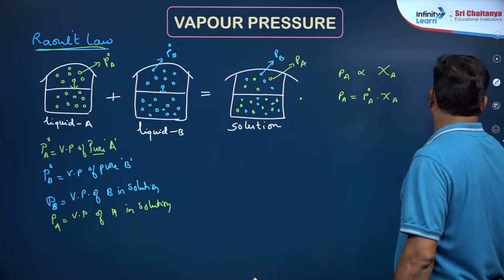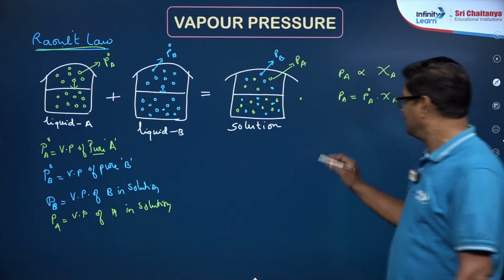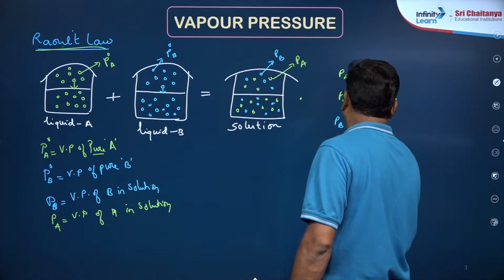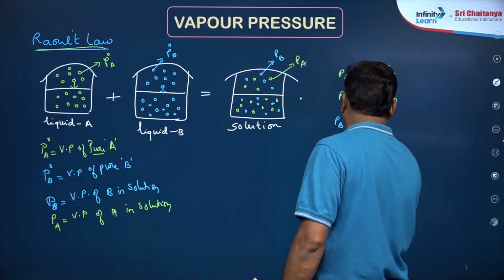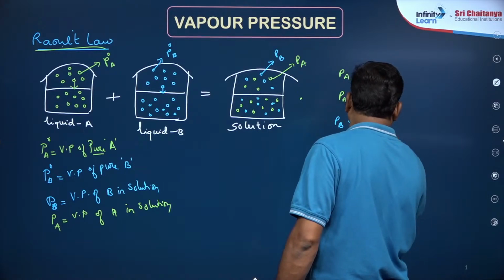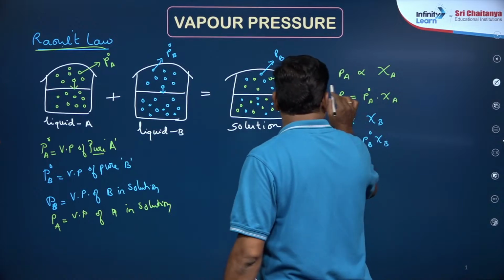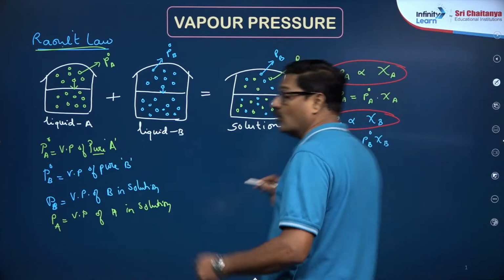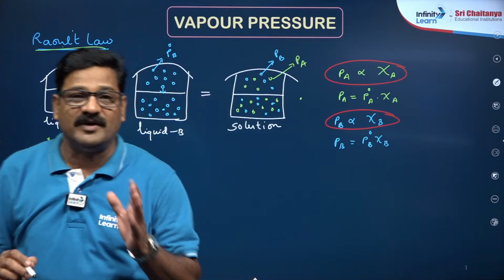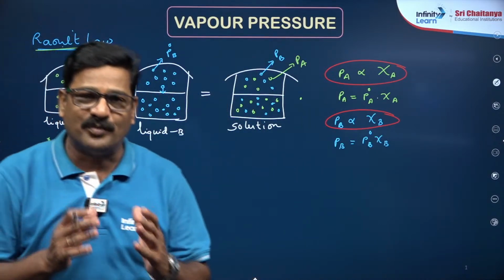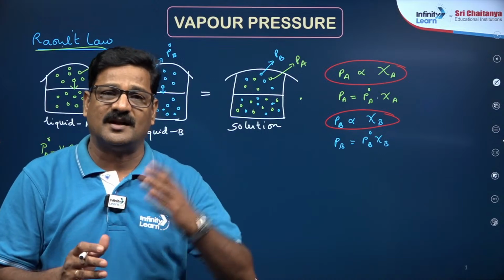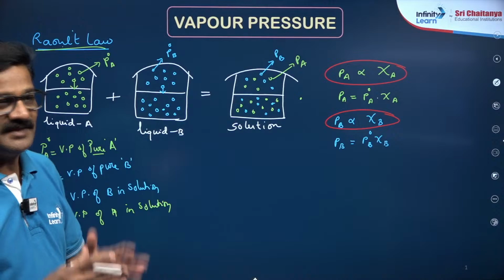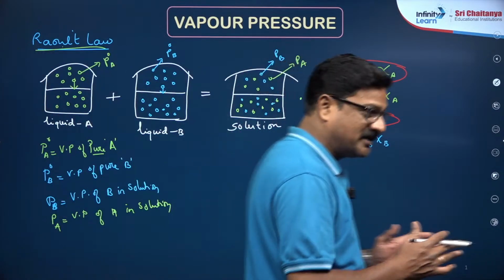Okay, so I just want to talk about PB, which is directly proportional to mole fraction of B. PB is equal to P naught B times mole fraction of B. So this is Raoult's law. The partial vapor pressure of a component in a solution is directly proportional to its mole fraction in the solution, right? That is the actual definition of Raoult's law.